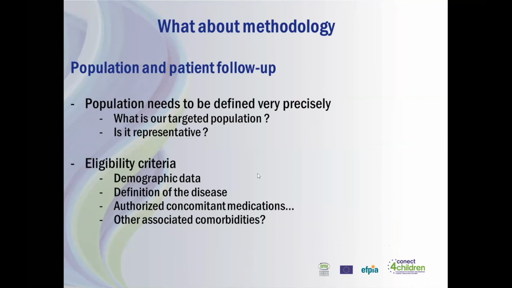So also we need to ensure that the population we are enrolling in the clinical trial is our targeted population. Is it representative of the patients who will receive the treatment in real life? So we define several eligibility criteria in our protocol: on demographic data, age, sex, etc. We define the disease, whether we want any patient with the disease or more complicated patients, etc.